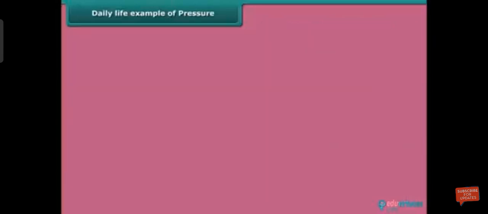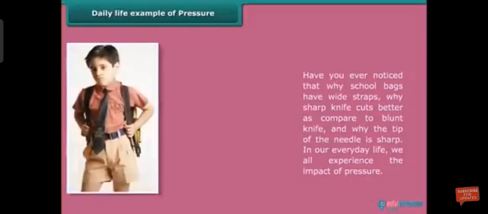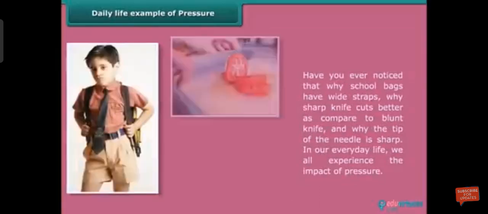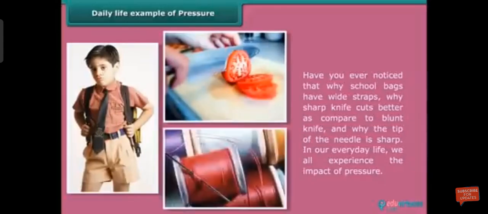Daily life examples of pressure. Have you ever noticed why school bags have wide straps? Why does a sharp knife cut better as compared to a blunt knife? And why is the tip of the needle sharp? In our everyday life, we all experience the impact of pressure.